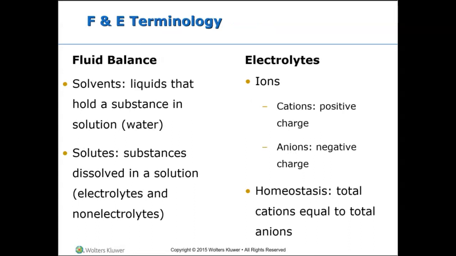Body fluids are considered solvents. Substances dissolved in them are called solutes. Electrolytes are considered a solute. Non-electrolytes, like glucose, are also solutes, but they do not conduct electricity. Electrolytes also are charged. Positively charged electrolytes are called cations, and negatively charged are called anions.